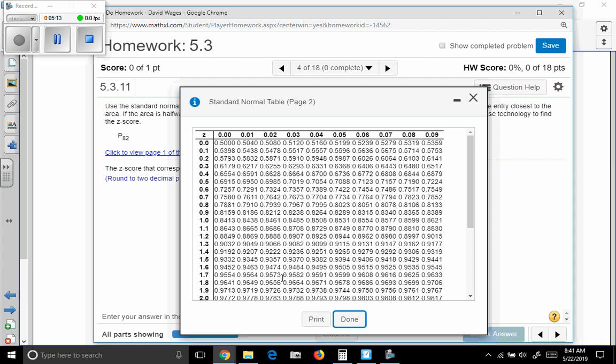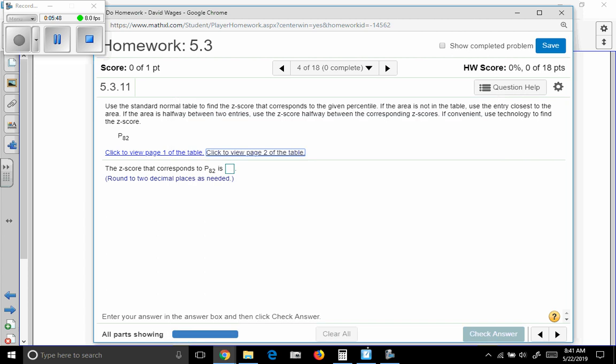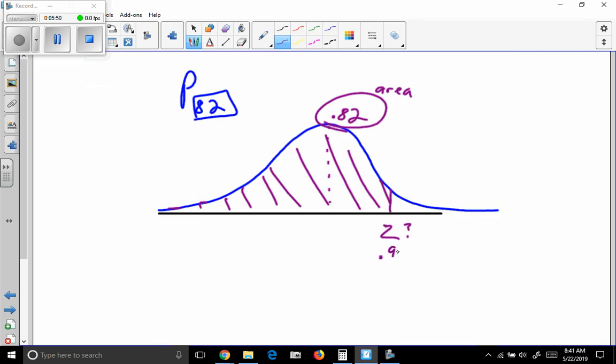So for example here the area is 0.8133. Here the area is 0.8186. Here the area is 0.8212. So 0.82 would be in between these. This one is 12 10,000ths away from 0.82. If you subtracted this from 0.82, this one would be 14 10,000ths away. So this one is the one that's closer. So this area corresponds to 0.92. So that's the given z value. It corresponds to that percentile.